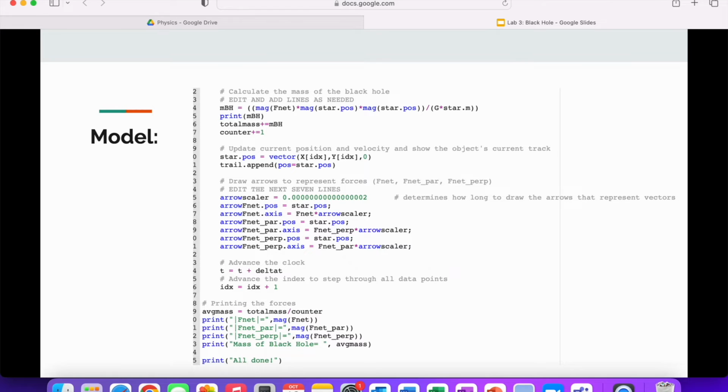And then the mass of the black hole is defined as the magnitude of the net force times the magnitude of the star's position squared, divided by the universal gravitational constant times the mass of the star. And then I updated the total mass by adding the mass of the black hole every iteration. And then at the bottom, I found the average mass by dividing that total mass by the counter, which I updated. And then in the middle, these are just me using scalars to find the arrows for the net forces for perpendicular and parallel components.